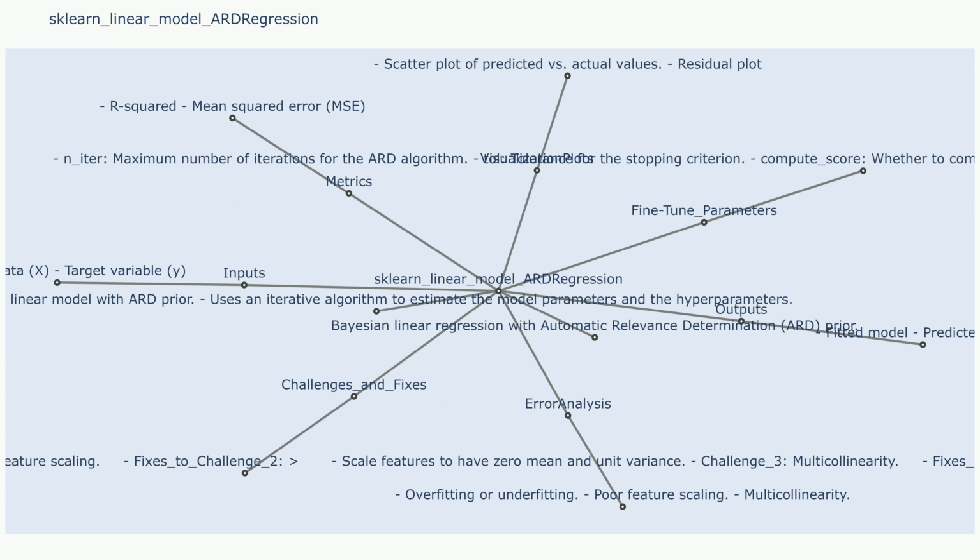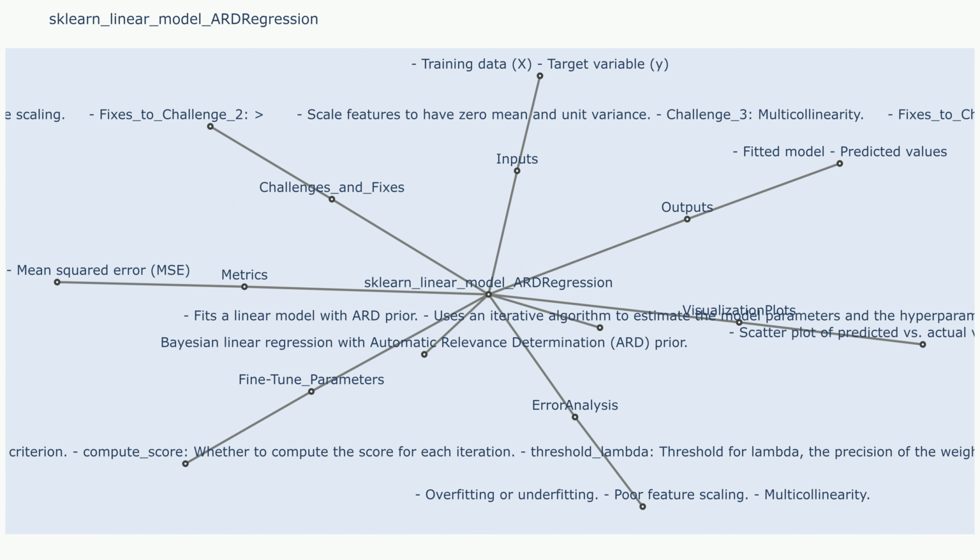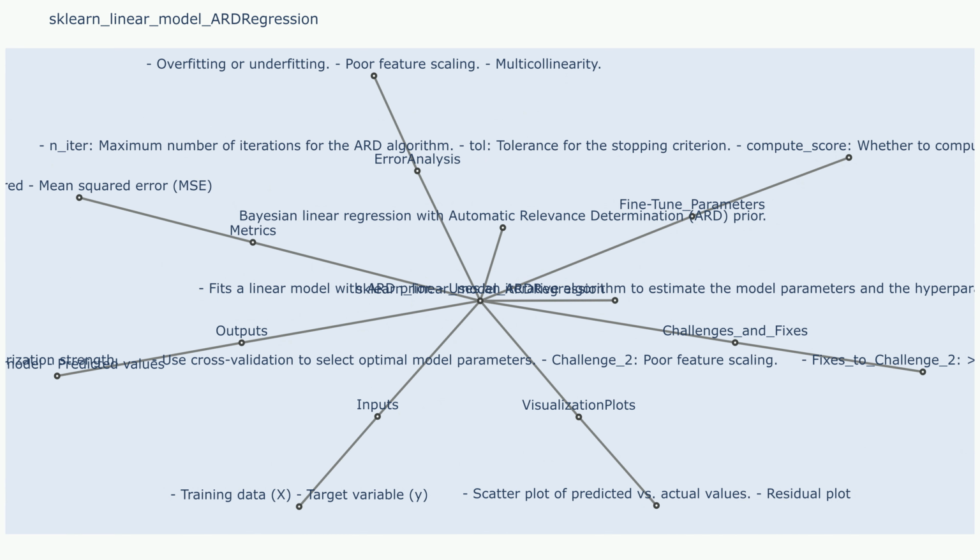Inputs: X. The input features (independent variables) of the data as a 2D array of shape (n_samples, n_features). Y. The target variable (dependent variable) as a 1D array of shape n_samples. Outputs: coef_. The estimated coefficients of the linear regression model. It is a 1D array of shape n_features. Intercept. The estimated intercept of the linear regression model. It is a scalar value.